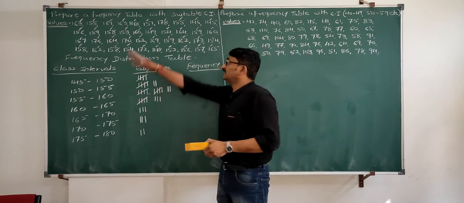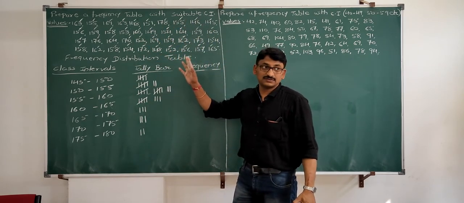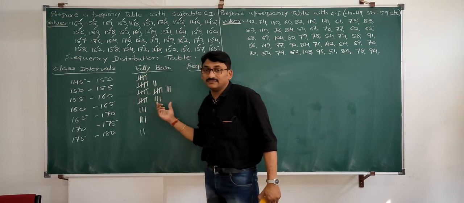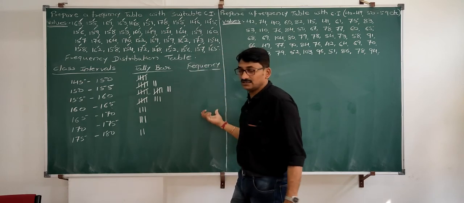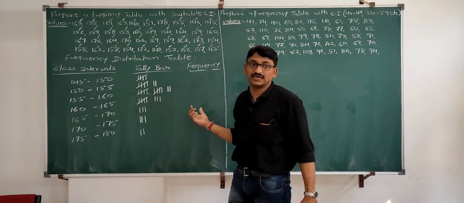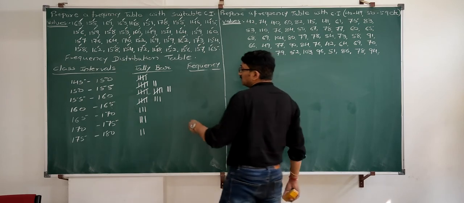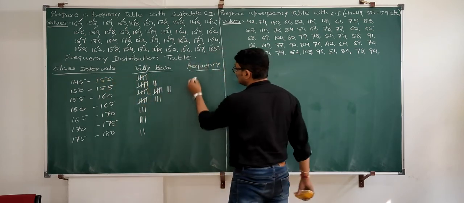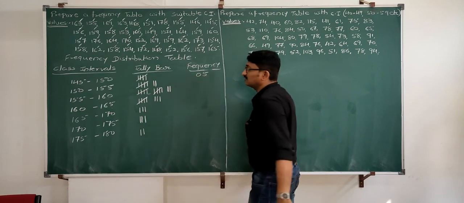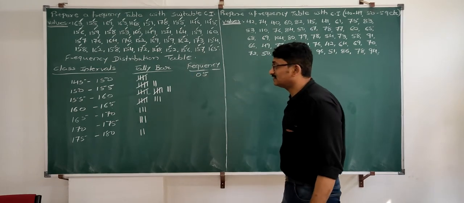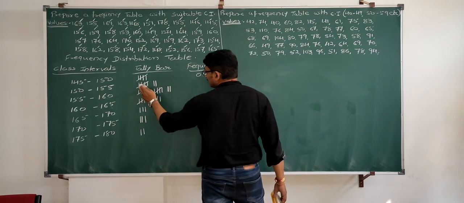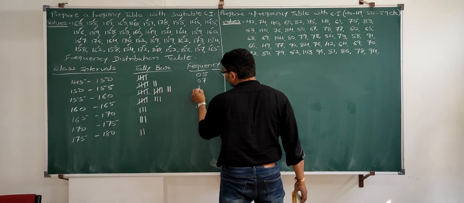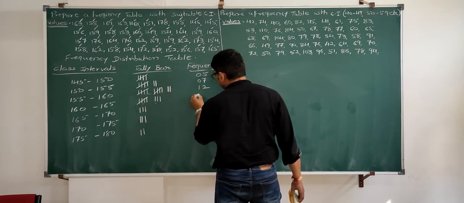Now see here, we have taken into consideration all the values. All the values are converted into tally bar form. Now we have to find out the frequencies for the particular class intervals. Count the lines. 145 to 150 in the tally bar column, there are how many lines? 5 lines. So the frequency of 145 to 150 is 5. Like this, count the lines. 5 plus 2, 7. 5 plus 5 plus 2, 12. 5 plus 3, 8.